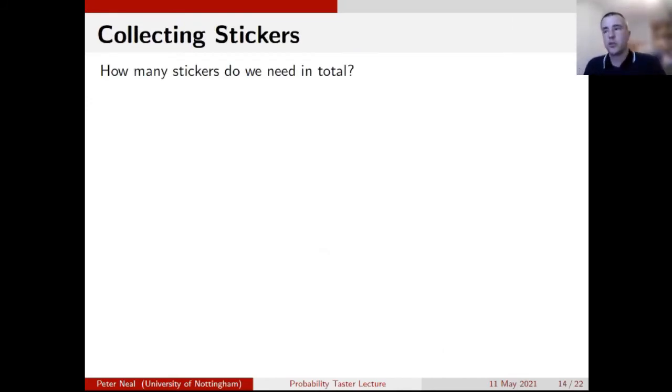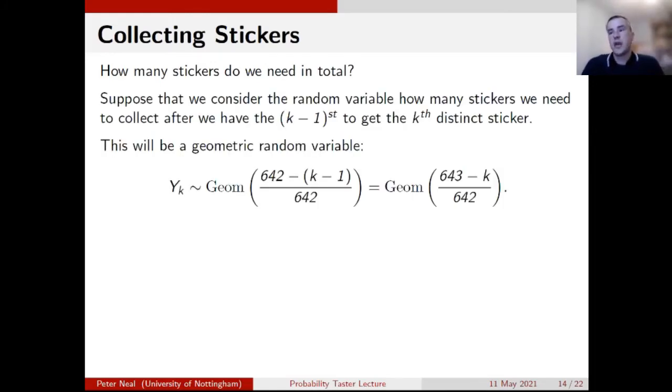So how is this going to help us with going back to our problem of how many stickers we need to collect in total? What we can do is write this as a sum of random variables. How many stickers do we need to collect until we get our first distinct sticker? Well, that's just going to be 1. Whatever sticker we get first, we won't have got another duplicate copy of. Then we can look at how many more stickers we need to get until we get a second sticker. It's probably quite likely that the second sticker will be different from the first, and so on. And we can work through third, fourth, and so on, all the way down to 642.